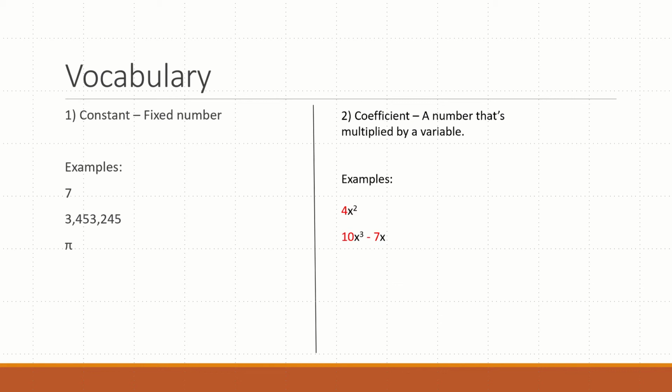So here's some examples. For 4x squared, 4 would be the coefficient. So the coefficients, as you can see here, are labeled in red. And for the second polynomial, 10 would be the first coefficient, and -7 would be the second one. So that's the difference between a constant and a coefficient. A coefficient is next to a variable like this, but a constant is just kind of by itself.